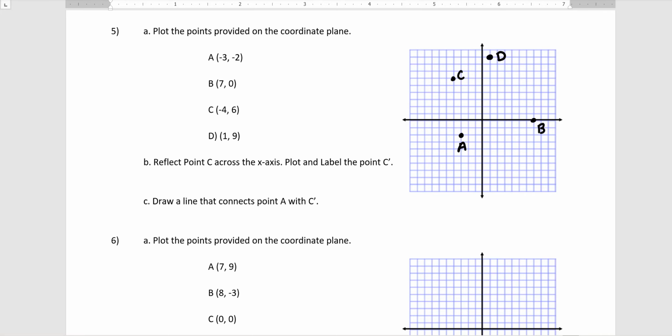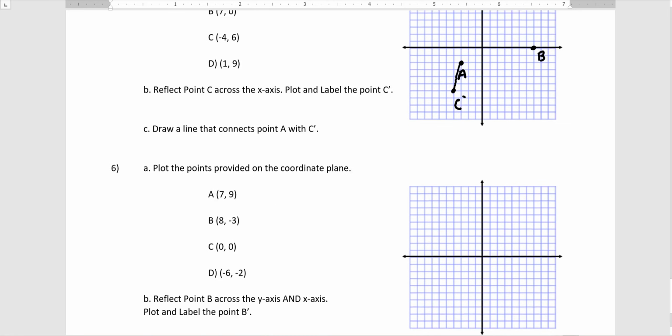Reflect C across the x-axis. Plot and label that C prime. So if I'm going from quadrant 2 to quadrant 3, my y is going to become negative. So now I'm going to be at negative 4, negative 6, which would put me right there. Label that C prime. Draw a line that connects A with C prime. Well, those are right next to each other. There we go. There's our line segment connecting those. Very nice.